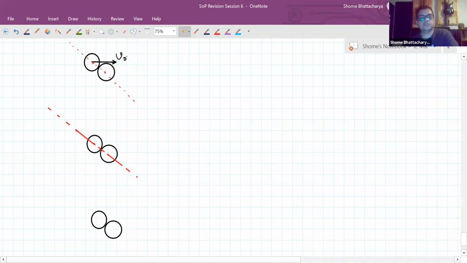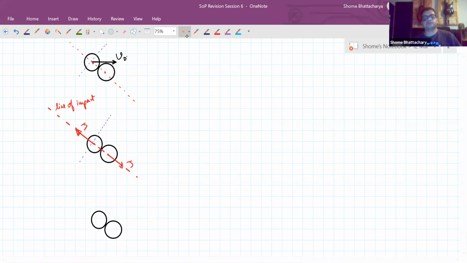Okay, so the impulse they apply on each other will be along this line. So that is why we say this is the line of impact. Whereas this is the line which is perpendicular to the line of impact.